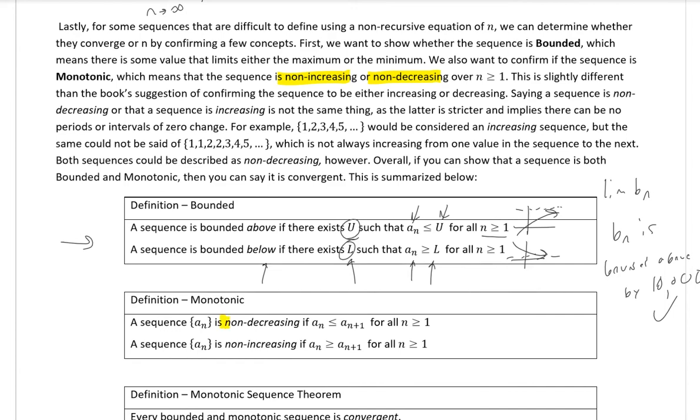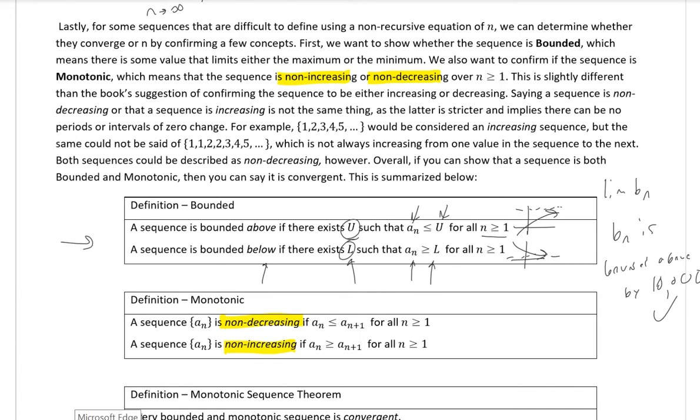We say a sequence is non-decreasing if a sub n is less than or equal to the next value. The equal to is what makes it non-decreasing. If you had strictly less than, then that would be an increasing sequence. If you can show it's strictly increasing or decreasing, though, then that also works. But non-increasing and non-decreasing is a little bit more lenient. Non-increasing means that for any value in your sequence, the previous one is always bigger than or equal to the next one. That means it's not increasing.